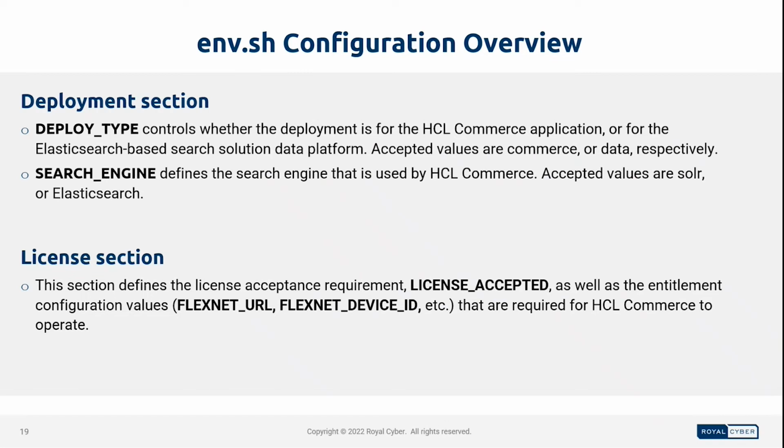And then we have search_engine, which defines the search engine that is used by HCL Commerce. Accepted values are Solr or Elasticsearch. These values define the search infrastructure and search configuration for the deployment. This configuration and infrastructure also depends on the env_type parameter.